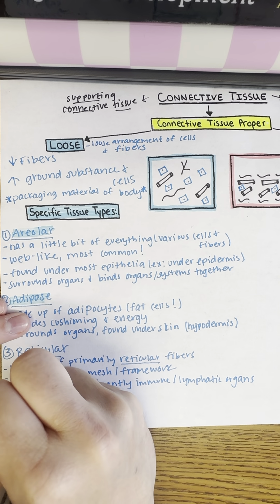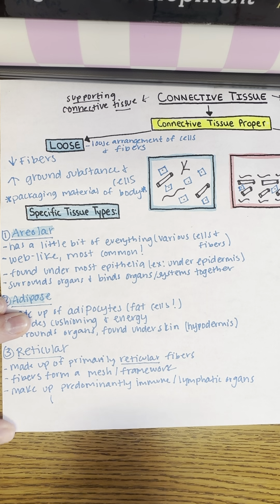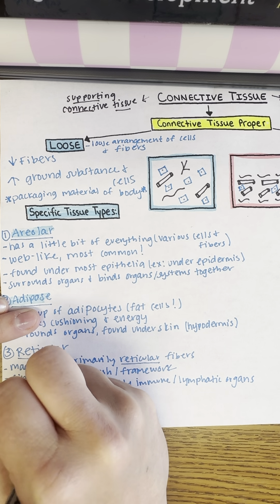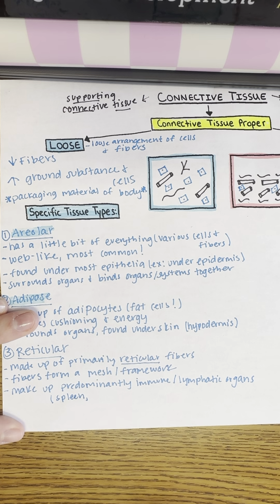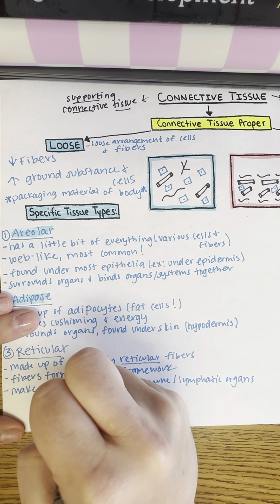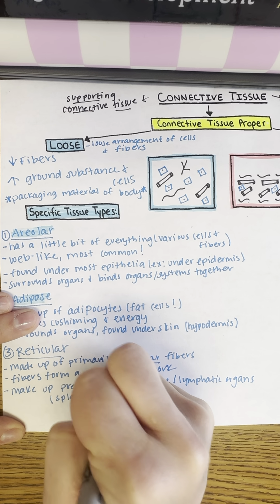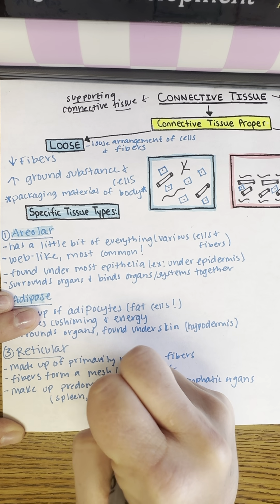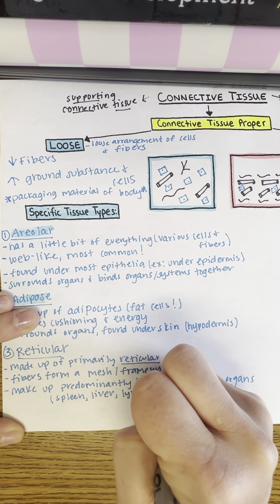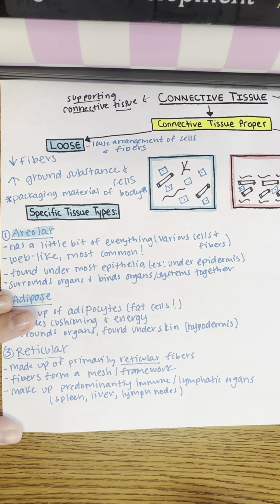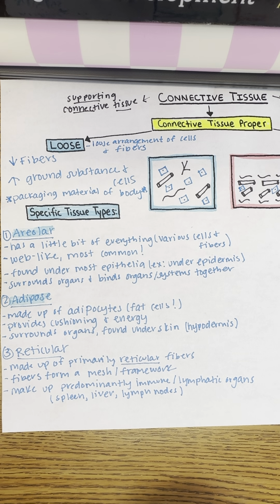Okay, so we can give some examples of these. The spleen, if you remember, we call that the red blood cell graveyard. The liver, and lymph nodes. That's what your doctor feels in your neck if you go to the doctor's office and you're sick. They usually feel for those lymph nodes and see if they are inflamed.